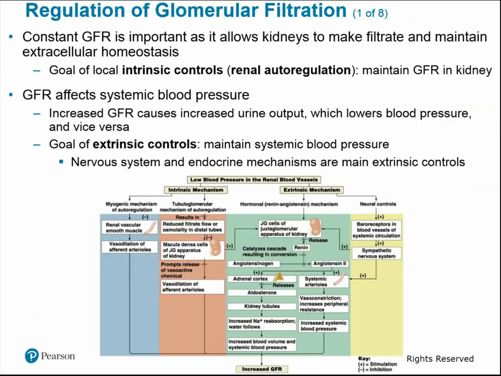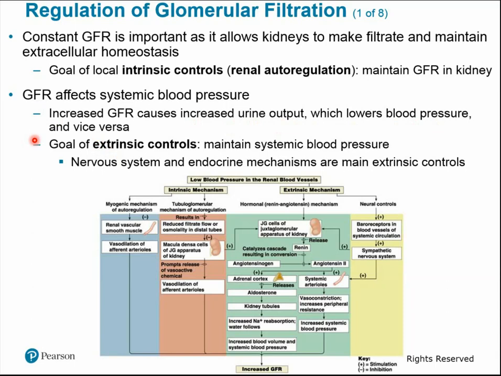So looking at regulation of the glomerular filtration rate. Generally a constant rate of glomerular filtrate formation is important to allow the kidneys to make the filtrate and maintain homeostasis. So the kidneys have a couple of intrinsic or auto-regulatory mechanisms to help maintain that filtration rate. Also, filtration rate can affect our blood pressure. So an increase in glomerular filtration rate is going to cause an increase in your urine output, which would lower your blood volume, which lowers blood pressure, right?